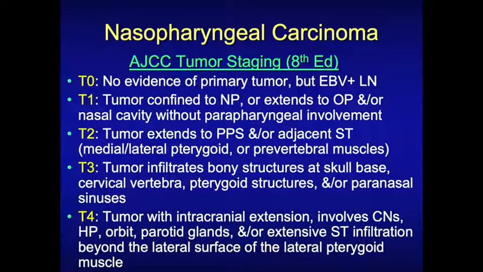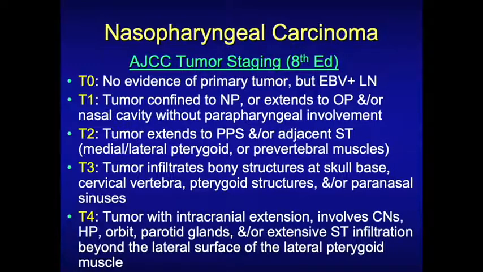This is the AJCC tumor staging, the 8th edition. I put this here for your reference, and I'll highlight a few things that are different and interesting, and that I wanted to make sure you're aware of. So the 8th edition added this T0 tumor stage, which is really interesting to me. It's basically no evidence of a primary tumor by imaging, but these are the patients who get biopsied with lymphadenopathy. They have EBV positive lymph nodes, no evidence of a primary tumor, and these are presumed nasopharyngeal carcinomas.